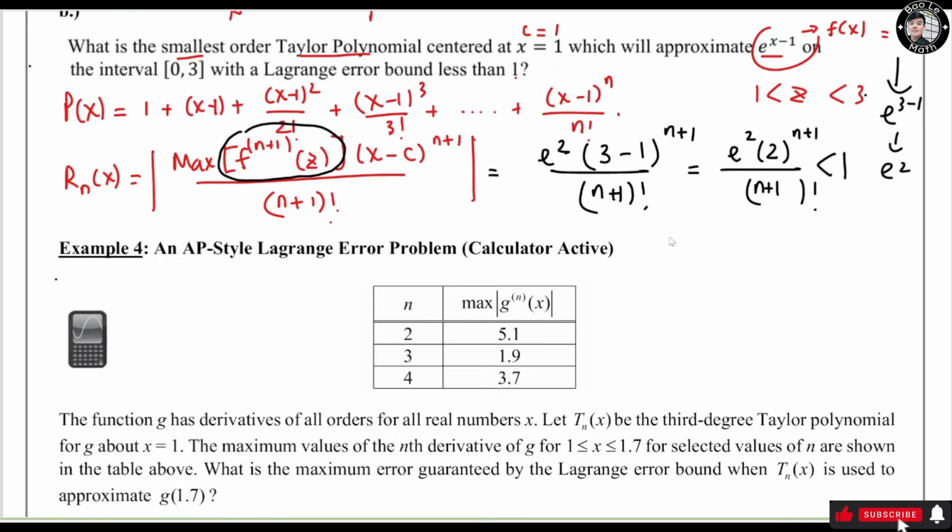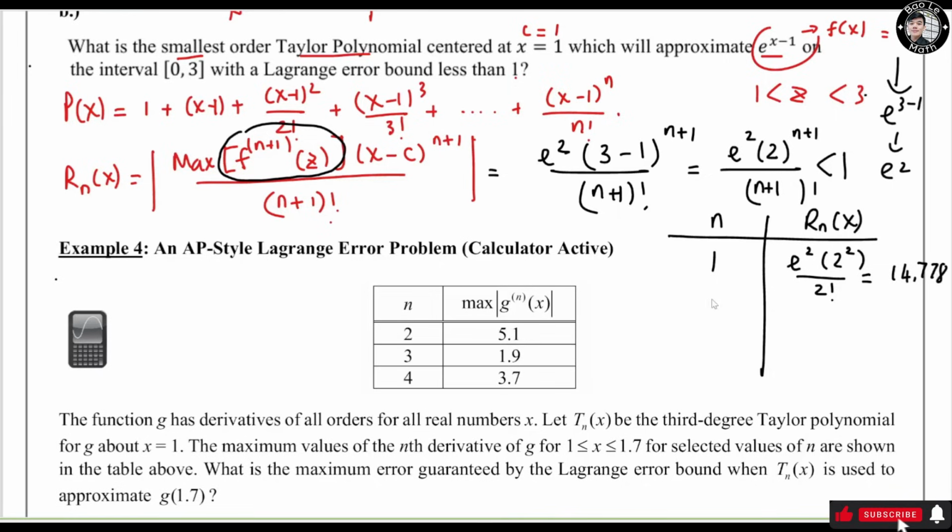So we just sketch the table. You have n right here, and this is r sub n of s. Now if n equals 1, you just use the calculator. You get e squared times 2 to the power of 2, over 2 factorial. So it's going to be 14.778.